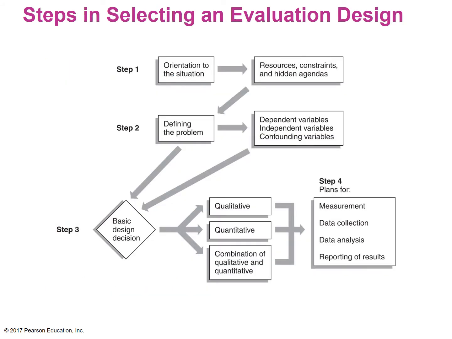Okay, so a graphical representation of selecting your evaluation design. So step one, orientation to the situation. So basically, you're getting familiar with the context of the situation. You're looking at context specific resources, barriers or constraints, just anything that is unique to that particular situation that could influence your program outcome, right? You want to kind of take an inventory there.